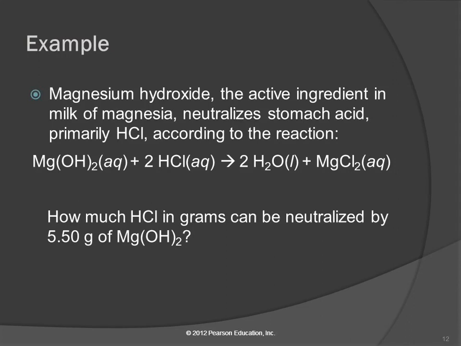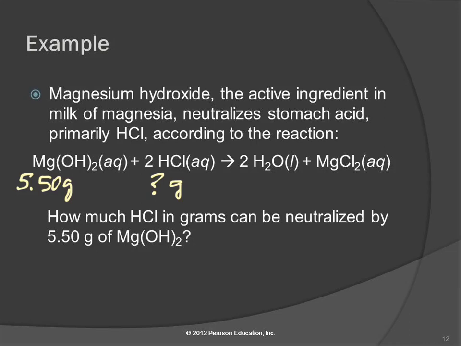Okay, so that was just a little review. Here's the actual question. How much HCl in grams can be neutralized by 5.50 grams of magnesium hydroxide? So I made some space here on the slide so that we can write these numbers in. So 5.50 is the mass of that compound. So I'm going to write its mass right under the compound. And the question is, how much HCl in grams? So HCl, that's this guy, question mark, grams. Okay, this tells us what we're starting with and what we're trying to find out.